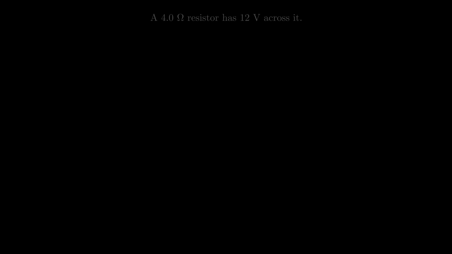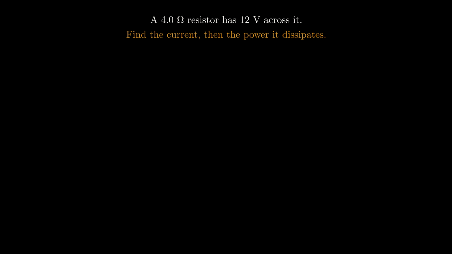Four escalating examples, all my own numbers. Example 1, the warm-up. A 4 ohm resistor has 12 volts across it. Find the current, then the power. Ohm's law rearranged gives current as voltage over resistance. 12 over 4 is 3 amps.